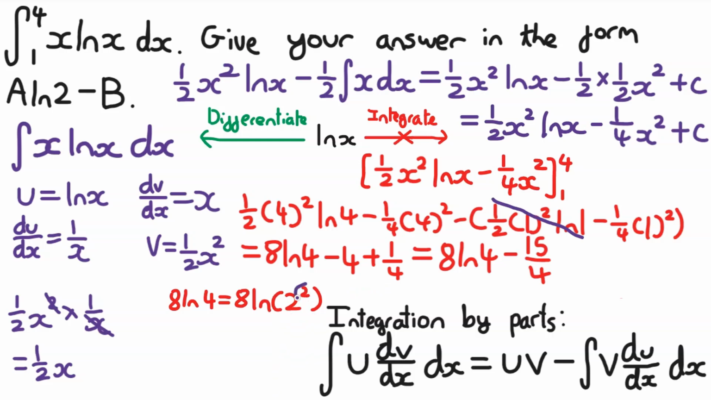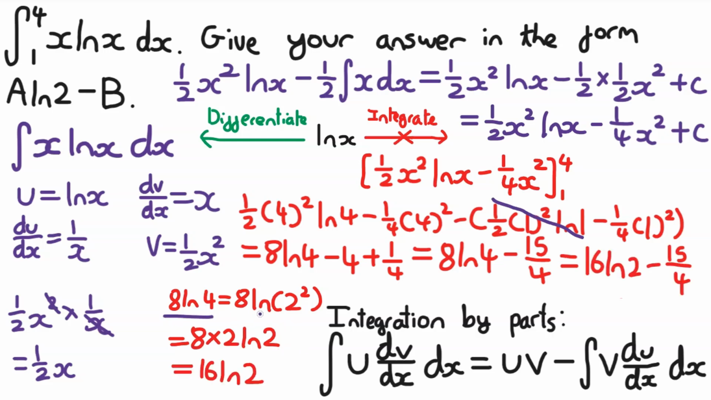And then if we've got a power in a log, remember that we can bring this to the front of the log. So this becomes 8 multiplied by 2 natural log of 2, like this here. And then 8 multiplied by 2 is 16. So we can write 8 natural log of 4 as 16 natural log of 2, like this here. And therefore we've got this in the correct format now of this a natural log of 2. So therefore a is equal to 16. So therefore that's the final answer, where a is equal to 16 and b is equal to 15 over 4.